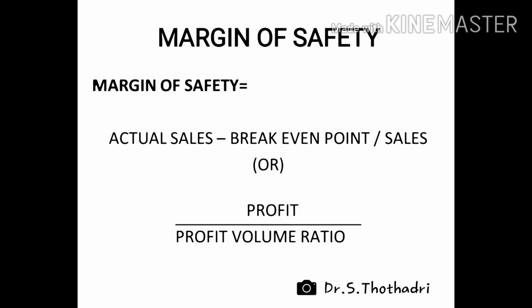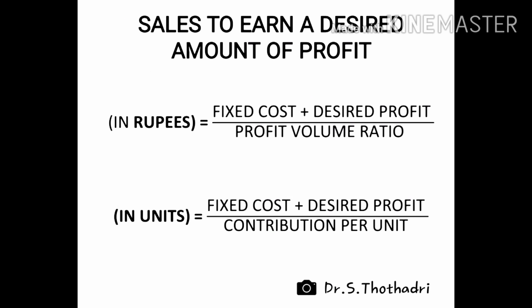What is margin of safety? Margin of safety is the difference between actual sales and break-even sales. Margin of safety can be calculated with any one of the two formulae, either profit divided by PV ratio or actual sales minus break-even sales. Here break-even sales and break-even point are one and the same.